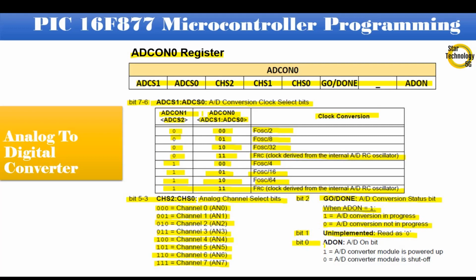Bit 0, ADON, A/D on bit. 1 equals A/D converter module is powered up. 0 equals A/D converter module is shut off and consumes no operating current.